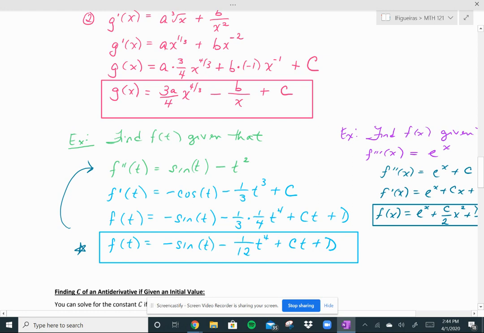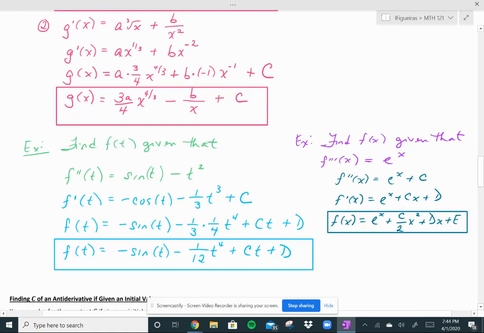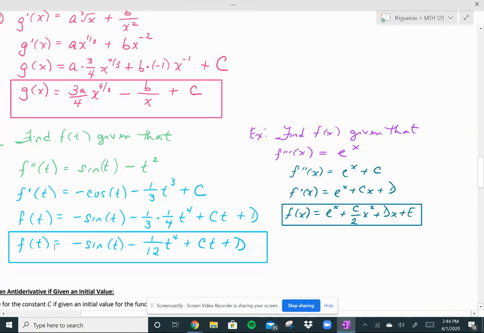Okay, here's another one on the right. This one is regarding e to the x. So we want to find f of x given that f triple prime is equal to e to the x. So this time you have to take the antiderivative 3 times. The antiderivative of f triple prime is f double prime, which you see right here.